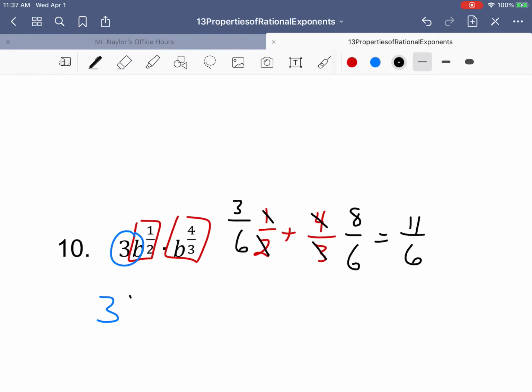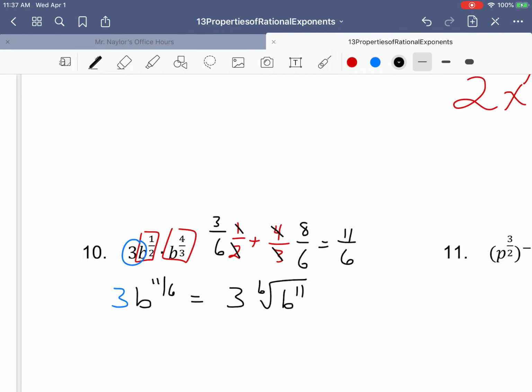Now remember, that is going to be the exponent answer on B, and since we want to write this answer as a radical, then we want to flip this to be the root of B, the 6th root of B to the 11th power.